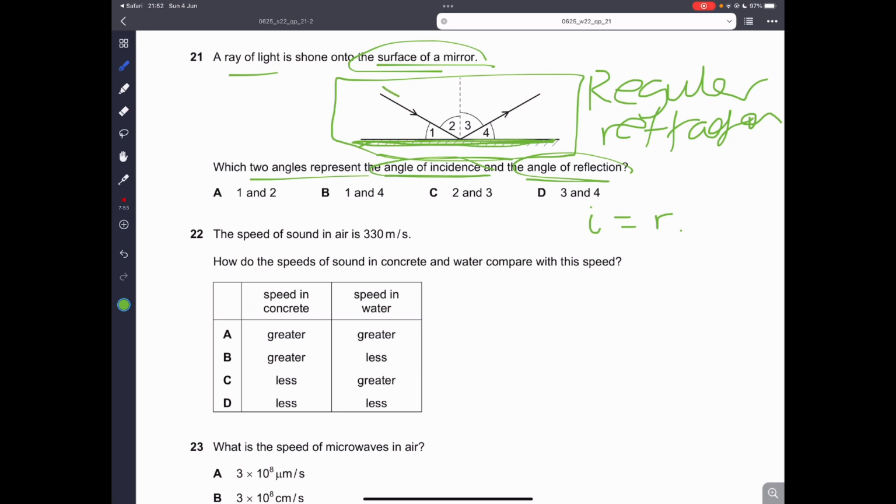So remember, towards the normal, it is the incident ray. And if it is bent away from the normal, or is near the normal, it is the reflected ray. So 2 and 3 are the correct answer.